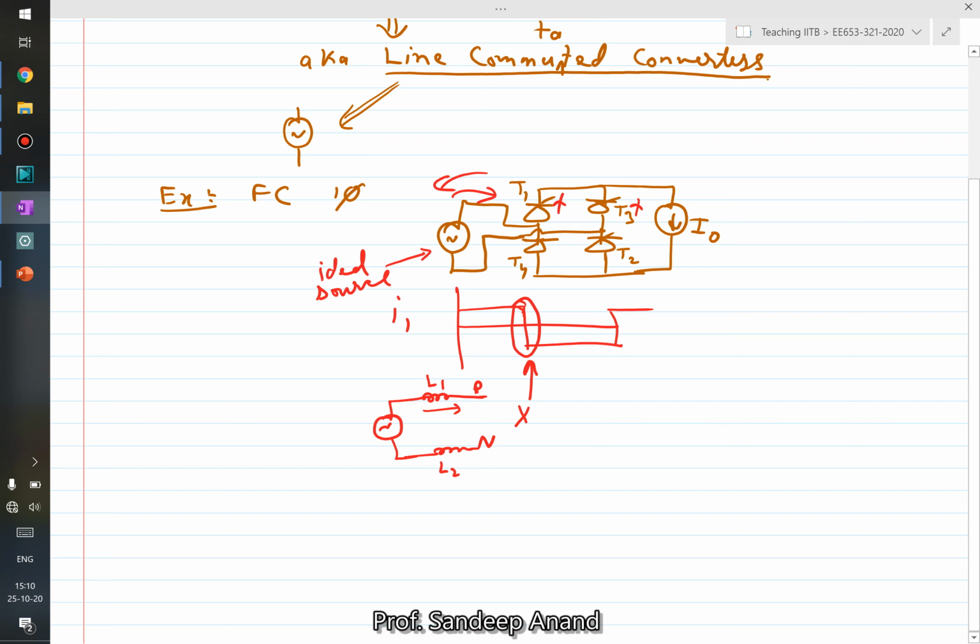So that is called as the commutation overlap. Commutation overlap is essentially the period, we would represent it by mu, in which both the thyristors, let's say if we talk about T1, T3, then both T1, T3 are conducting and current is reducing in one and increasing in the other one, right? And that period is called as commutation overlap. In an ideal source, commutation overlap would be almost zero, so mu would be equal to 0. But in a practical source, the value of mu depends on the inductance values L1 and L2.